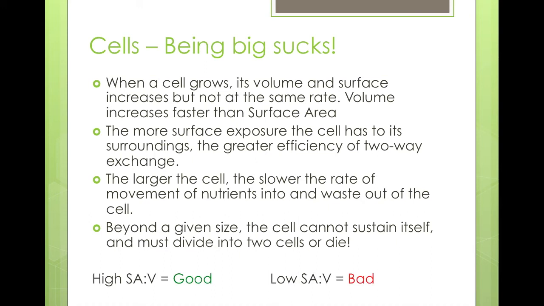Okay, high surface area to volume ratio generally is good for cells, and low surface area to volume ratio is bad. Now there are a few exceptions to this rule, but we're going with this general principle to guide our understanding of cells at the start of this chapter.